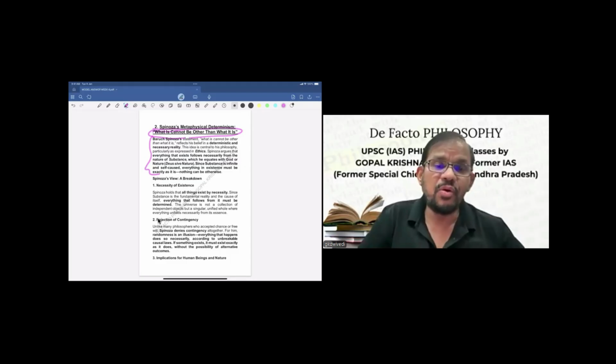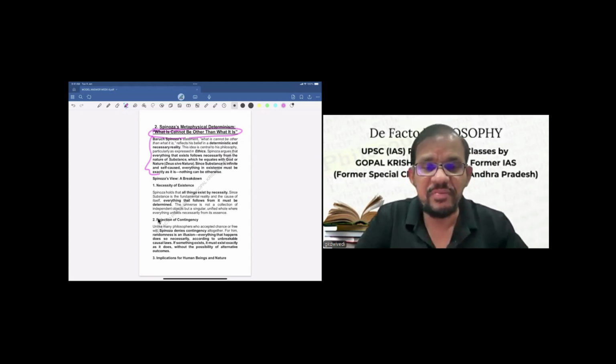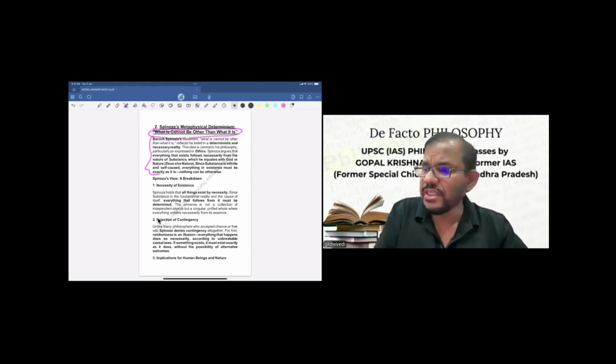So Spinoza holds that all things exist by necessity. This is Spinoza's view, which is derived from this statement, that all things exist by necessity. Everything that follows from it must be determined. So there is nothing haphazard, there is nothing casual happening. Everything happens which is already determined, and it happens by necessity. So this is the first point which comes from Spinoza's statement.